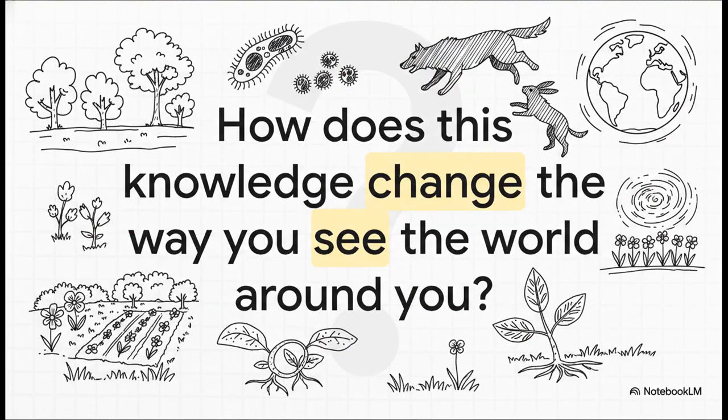So, we've gone on quite a journey, from a single organism's fight for balance, all the way to the intricate web of competition, predation, and cooperation that defines a population. So the final question I want to leave you with is this. How does understanding these fundamental rules of life change the way you see the park outside your window, the garden in your backyard, or even the global ecosystem that we are all a part of?